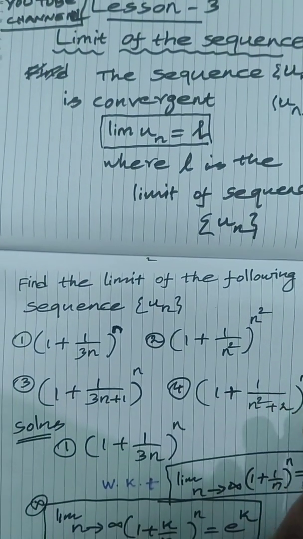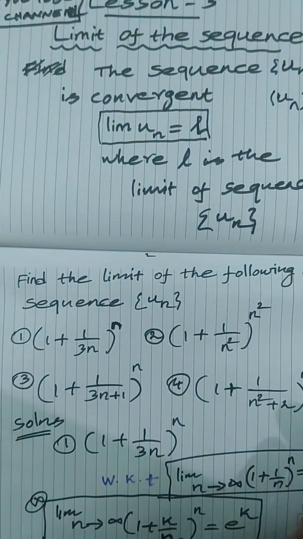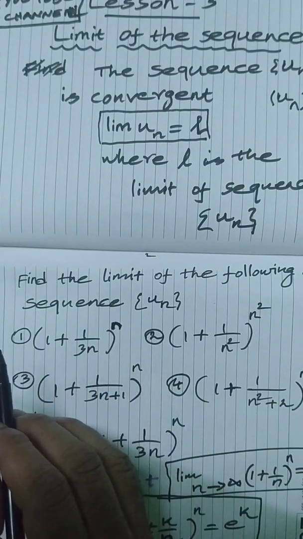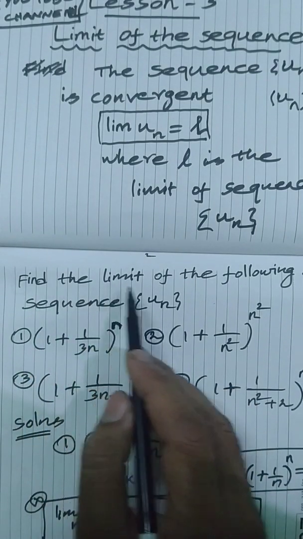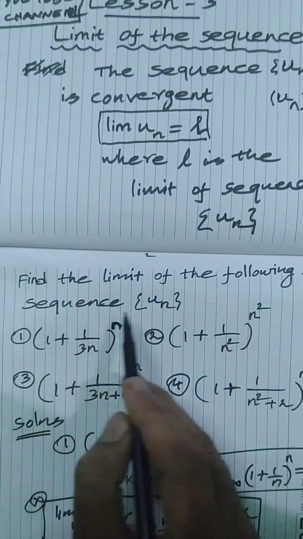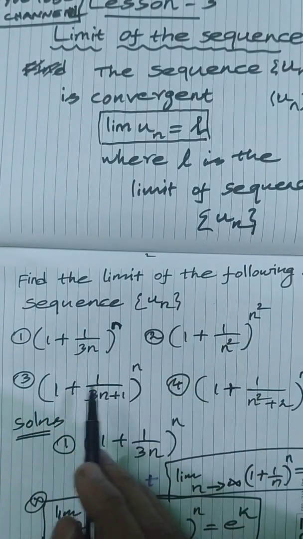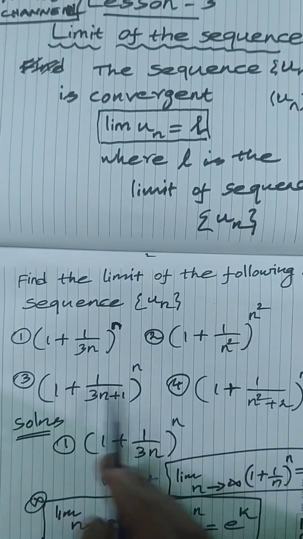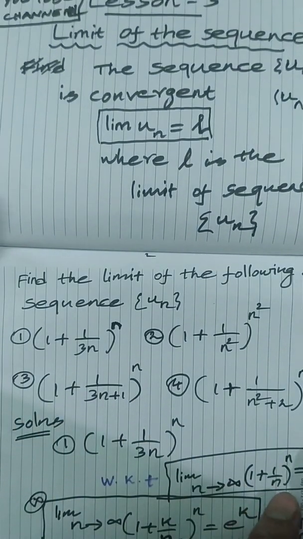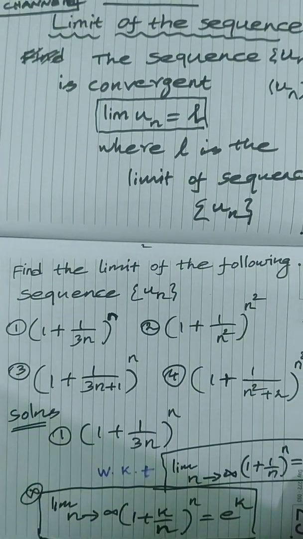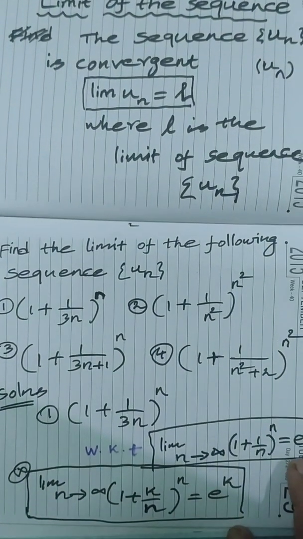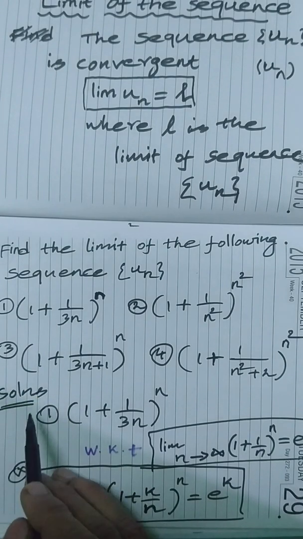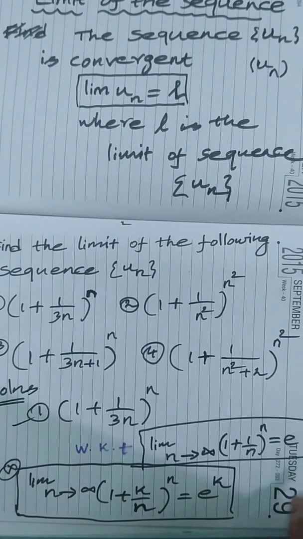Now we are going to find the solutions of the given problems. Find the limit of the following sequences. Four problems are given, so we are going to solve them one by one. So first I take the first problem.